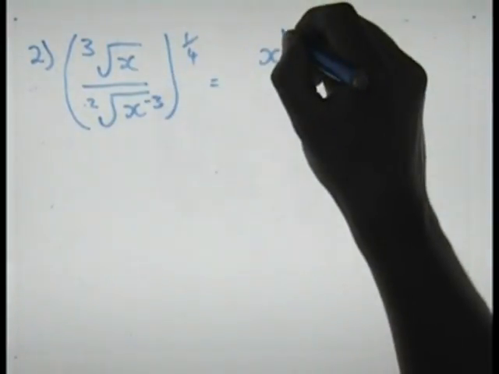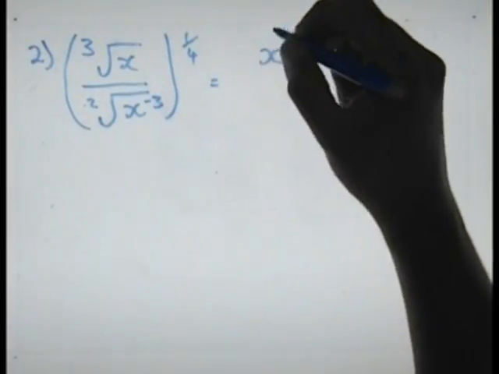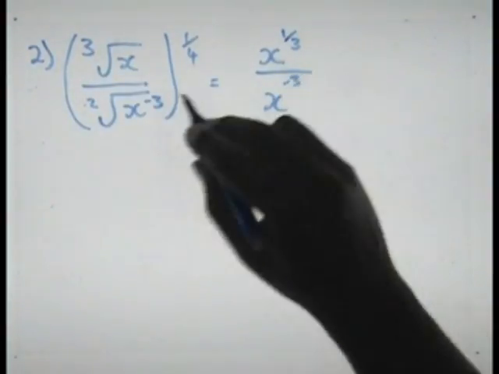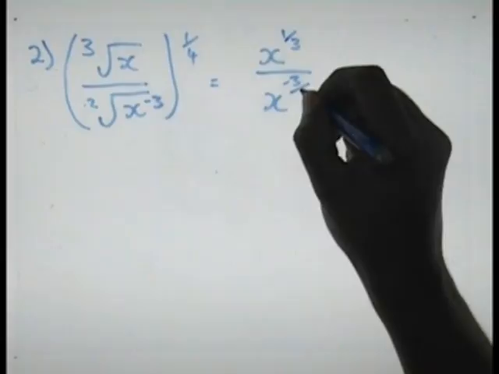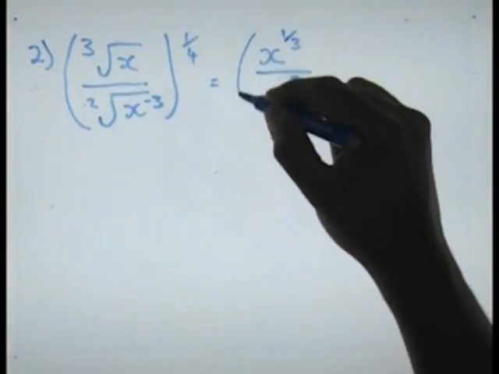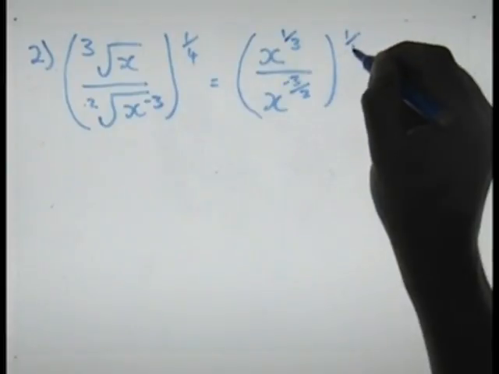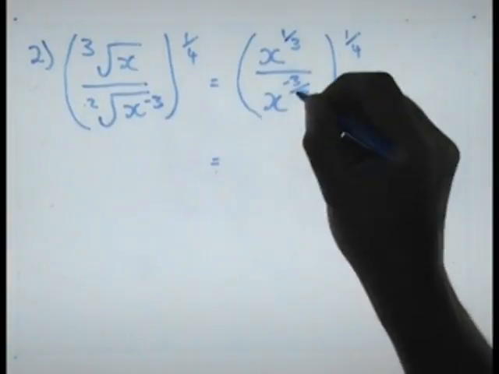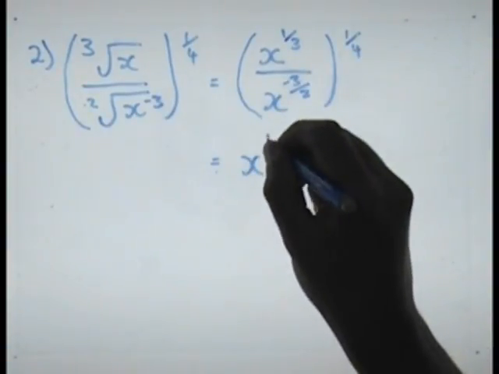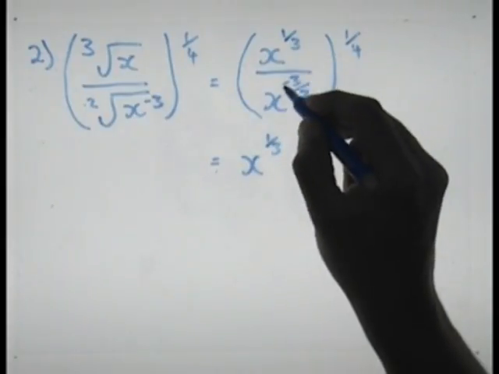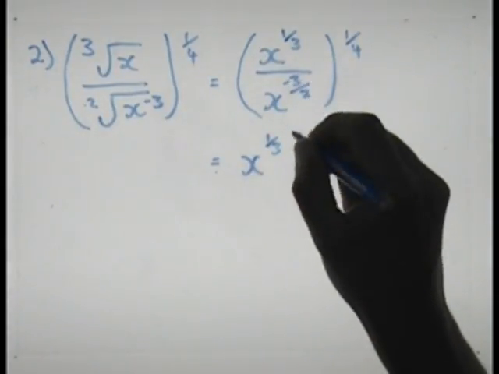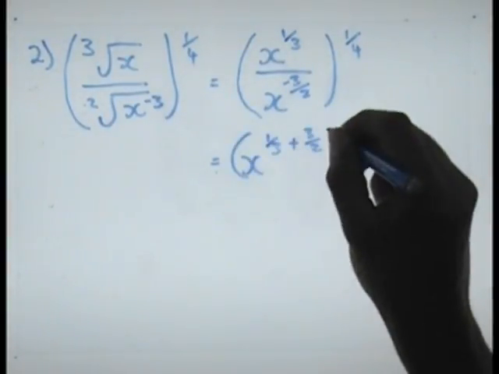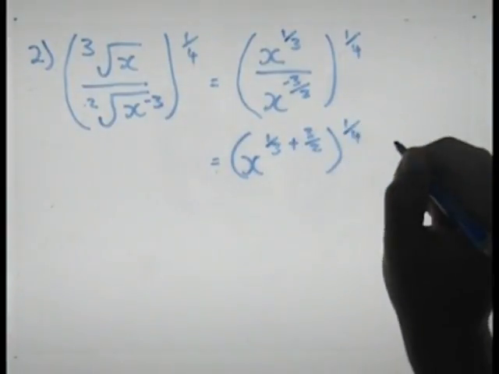That's going to become x to the power 1 over 3 divided by x to the power negative 3 divided by 2, all to the power 1 over 4. Now because it's divided by, I'm going to just take that to the top, so it's going to become x to the power 1 over 3 minus 3 over 2. Minus times a minus is plus 3 over 2, all to the power 1 over 4.